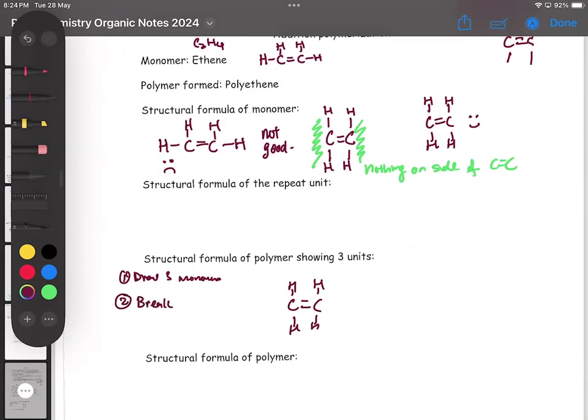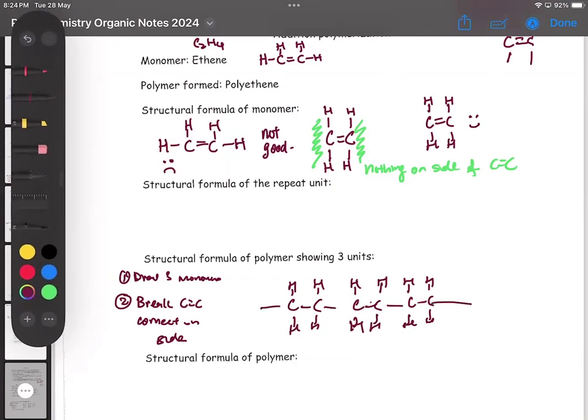Okay, after that, we'll break the CC bond, and then connect on the side. So break 1, break 2, break 3, and then we join them up. So this is the reason why we cannot draw anything on the side. Otherwise, it cannot be drawn this way.